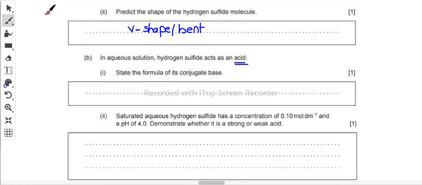State the formula of the conjugate base. We need to remember that if the question is asking me to find the conjugate base, I need to remove a hydrogen ion. So if we remove a hydrogen ion, our final answer will be HS negative.